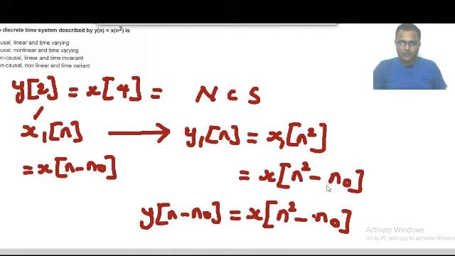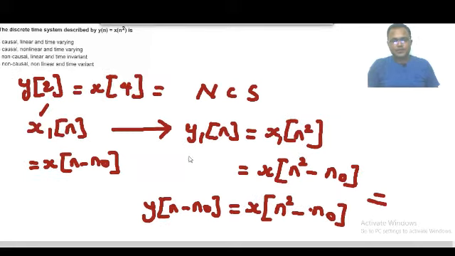See, now we need to find what is y of n minus n naught. Here we got x of n square minus n naught. These two outputs are same. So we can conclude that this system is a time invariant system. Whenever these are equal, then only we call it a time invariant system. Suppose if these both are not equal, then we call it a time varying system.